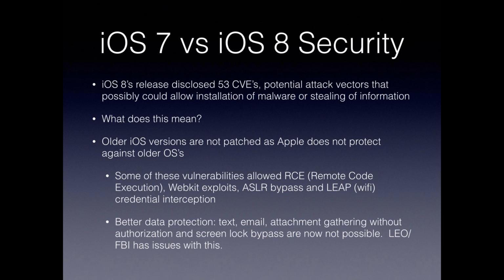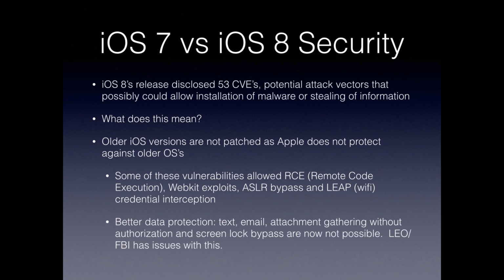The next section here, we're going to talk about the improvements of iOS 8 compared to that of iOS 7. With the release of iOS 8, many bugs were patched, 53 of them in total. These bugs or vulnerabilities presented potential attack vectors that could allow the installation of malware or the stealing of information. If you have not upgraded to iOS 8 yet, then you may still be vulnerable to attacks.